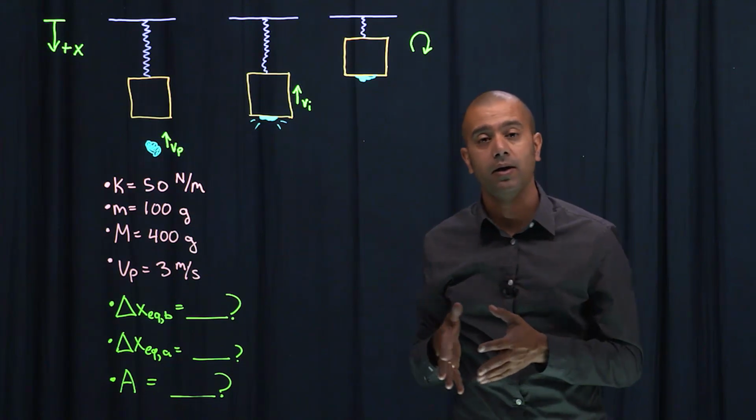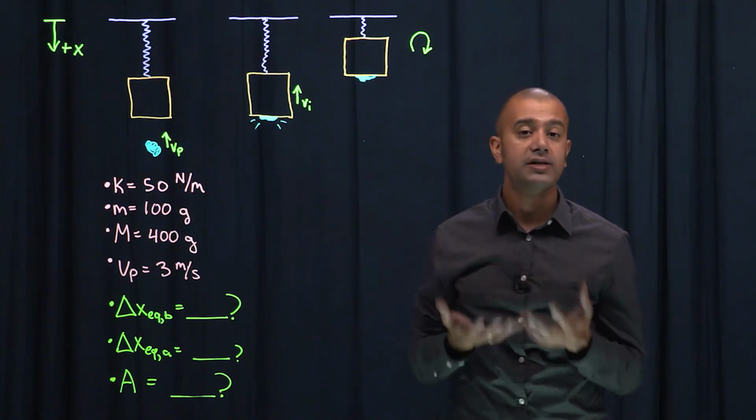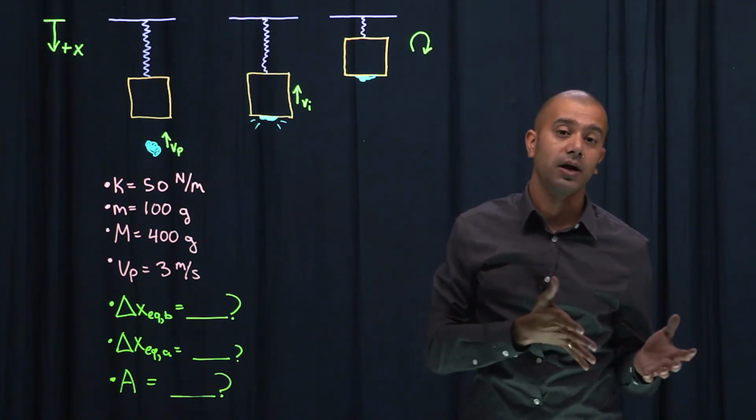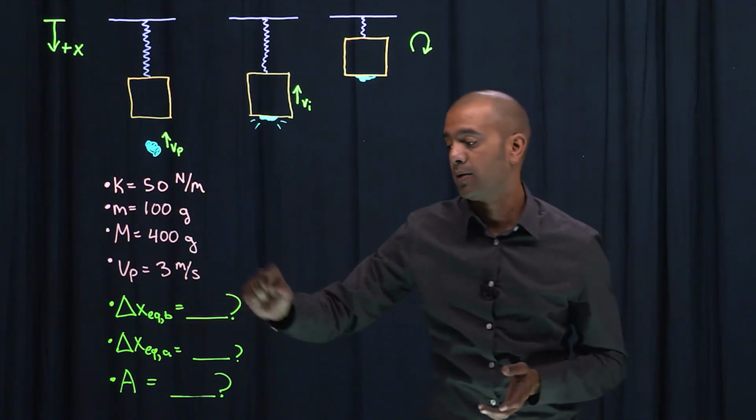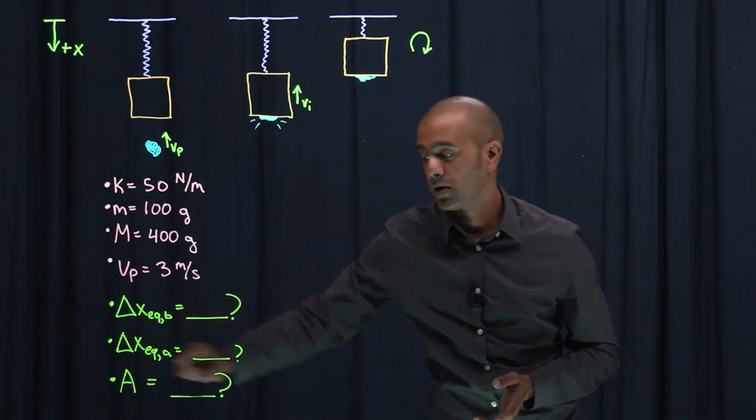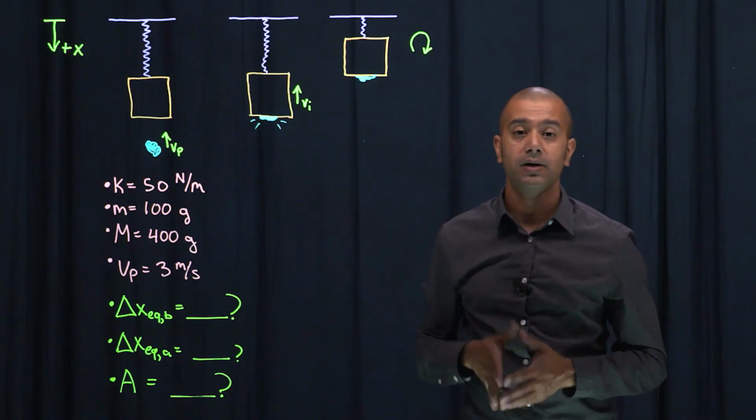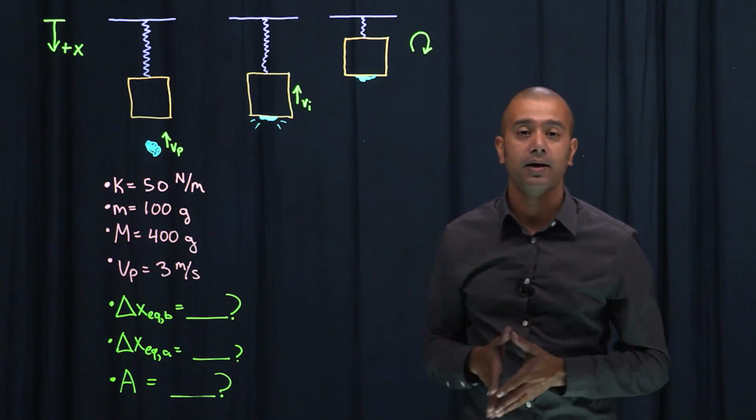Draw a free body diagram, write down the forces, write down the statement of Newton's second law, set a equal to 0, and try to solve for this quantity before the collision has occurred and this quantity after the collision has occurred. Take a minute to do that now, and then we'll come back and continue the problem.